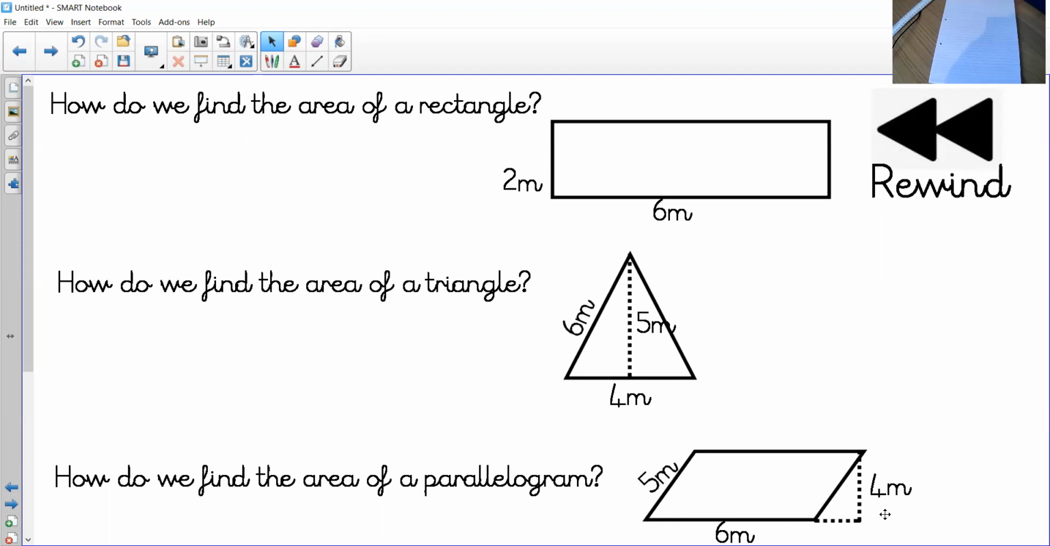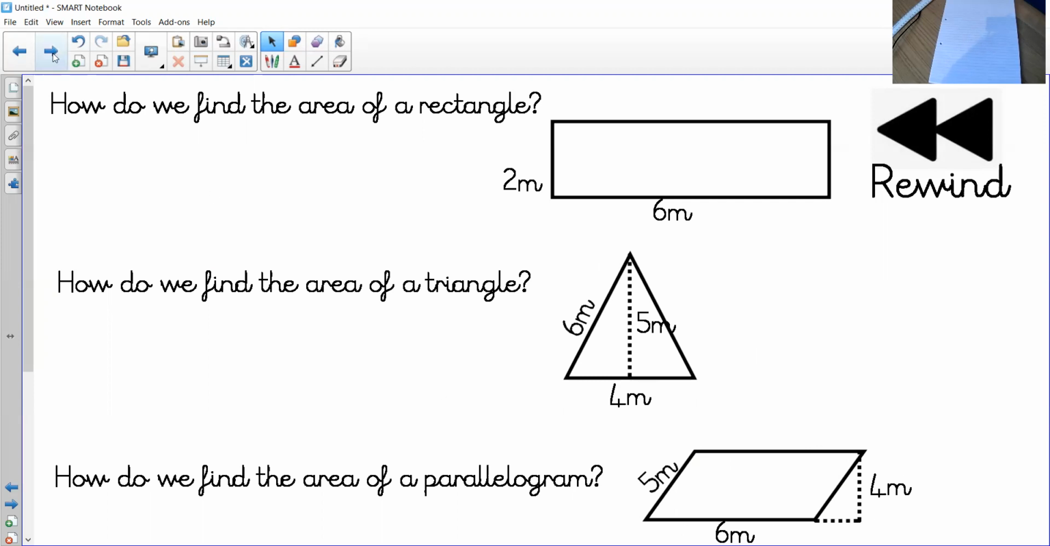And then the parallelogram is incredibly similar to the rectangle, okay? It's just that perpendicular height there, not the diagonal length of this side here. So the base is 6 meters, and the height here is 4 meters, and that's it. There's no halving, no doubling. It's just 6 times 4, which is 24 meters squared. Very similar to a rectangle in that you just times 2 numbers together, but very similar to a triangle in that you need to find the perpendicular height, not the diagonal line.